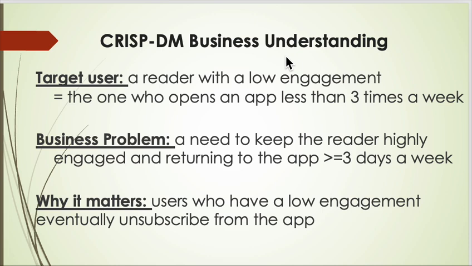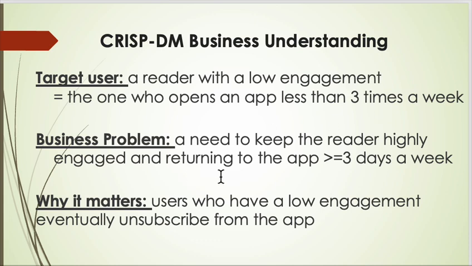If a person spends 2 hours per week reading the news in total, but it's just 1 time a week, right? So they only open the app 1 time a week, that will be considered a low engagement, while if the reading time is also 2 hours, but that's 3 times a week, right? That will be considered a better engagement.